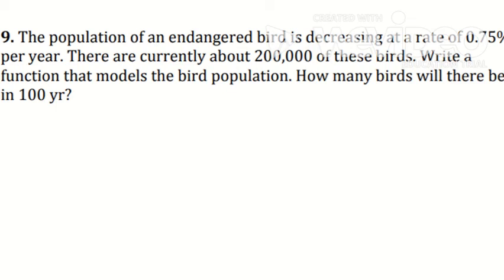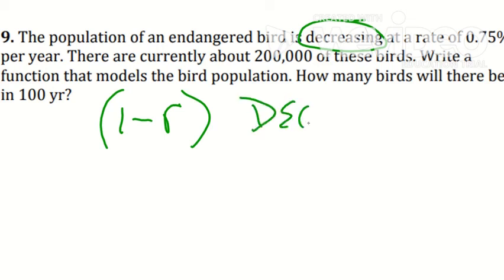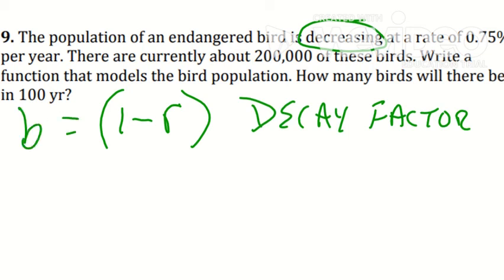So when I'm reading the word problem, I'm looking for keywords, and I see decreasing, so I know it's decay. So instead of 1 plus r, I'm going to use my growth or decay factor as 1 minus r, or my b value. And it's important to remember it's 1 minus r.